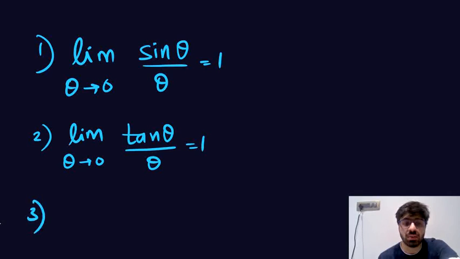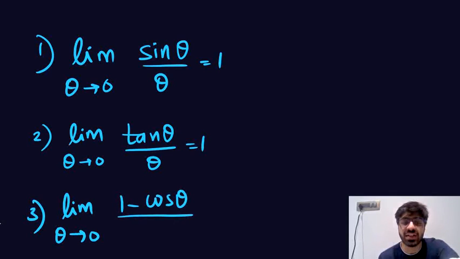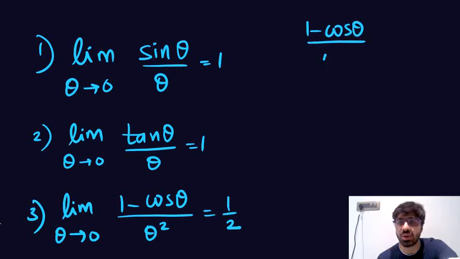Now the third result which I am telling you, it's not really a result in many of the textbooks, but I often use it as a result because as a shortcut it helps you a lot. Limit of theta tends to 0, 1 minus cos theta divided by theta square. Okay, the value for this will be equal to half. I will show you the derivation right away. 1 minus cos theta upon theta square. 1 minus cos theta is 2 sine square theta by 2.